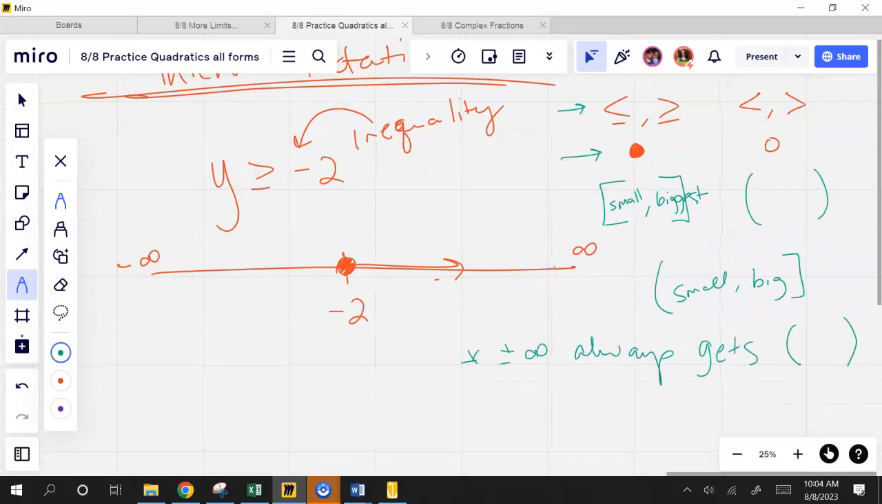I'll give you just a second to catch up, and then we'll go write this one in interval notation and see what happens here. It's like a little asterisk, like note to self. Plus or minus infinity always gets a parenthesis.